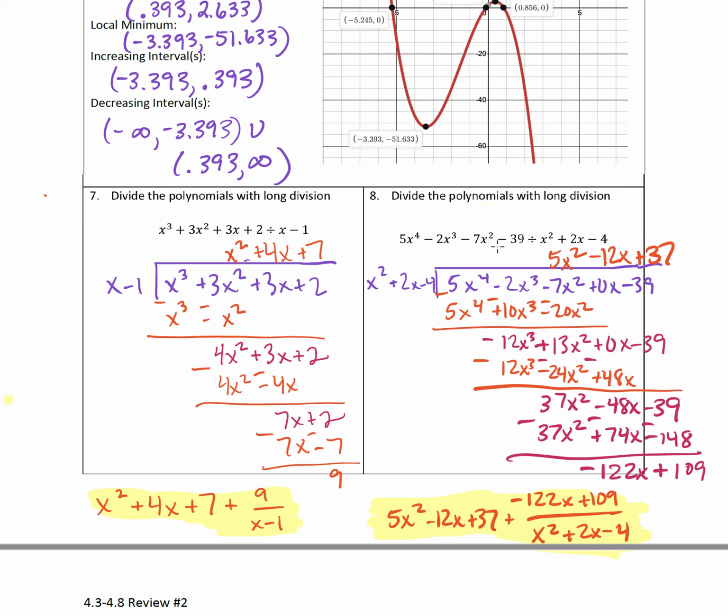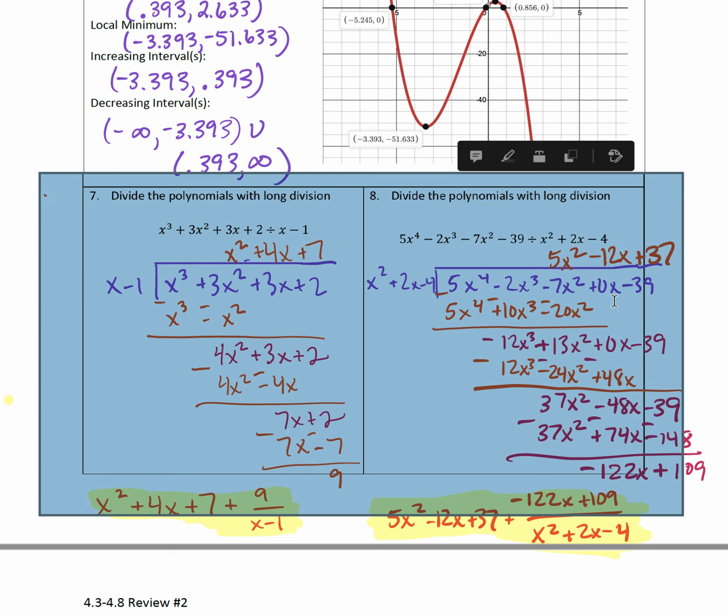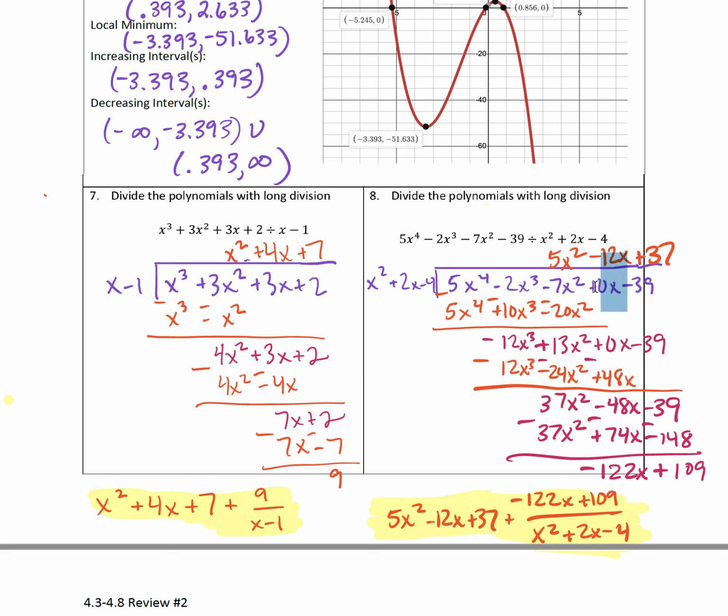Same thing here. See how there's no x's there? So to make sure we skipped, we accounted for it. And look right there, we accounted for 0 x's. Go through the process, and you get some crazy remainder, and it's just that thing over the divisor.